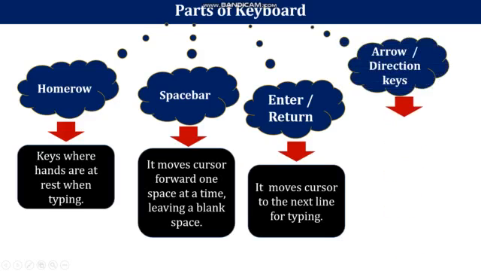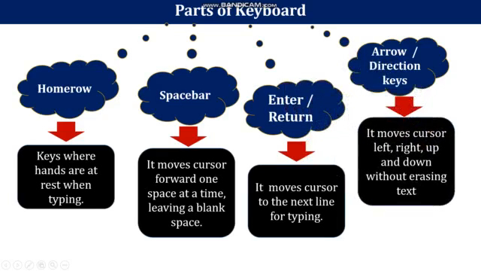Next one is arrow direction keys. The arrow direction keys move the cursor left, right, up and down without erasing the text. So the arrow key is used when we have to move up or down, so we can use the arrow key without erasing the text.